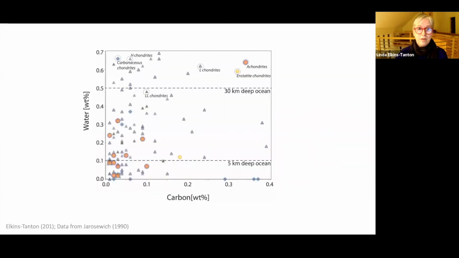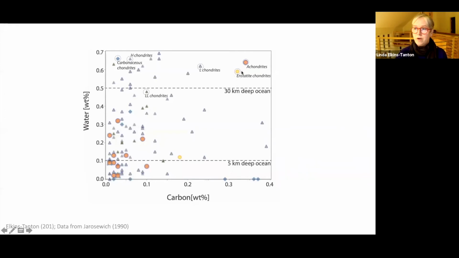This is the graph of many kinds of meteorites, some of which may have been left over from the material that built the Earth. So here on the horizontal axis is carbon from 0 to just 0.4 weight percent, so less than a half of a percent of the bulk composition of the meteorite. And on the vertical axis is water from 0 to 0.7, so just under 1 weight percent of the bulk meteorite. And all of these dots are different meteorites. The data is from a paper, Jarosewich, 1990.